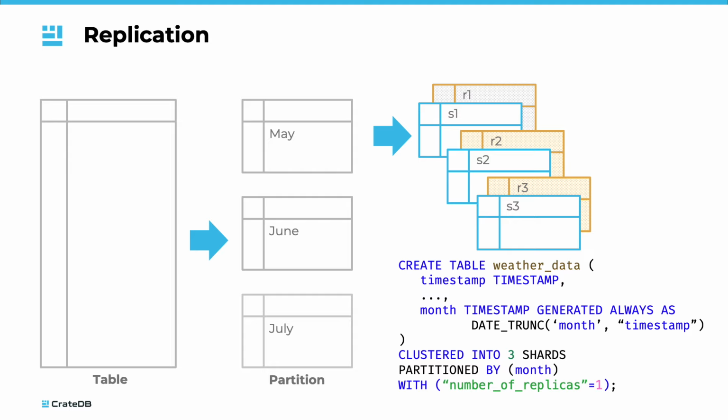CrateDB also supports high availability, which is crucial for maintaining uninterrupted service and preventing data loss. In CrateDB, replication is configurable on a per-table basis. This gives you the flexibility to set the level of replication that best suits your data size and workload. In our example, one replica is created per shard. This ensures that a copy of your data is always available, enhancing the reliability of your database and safeguarding your data against potential failures.